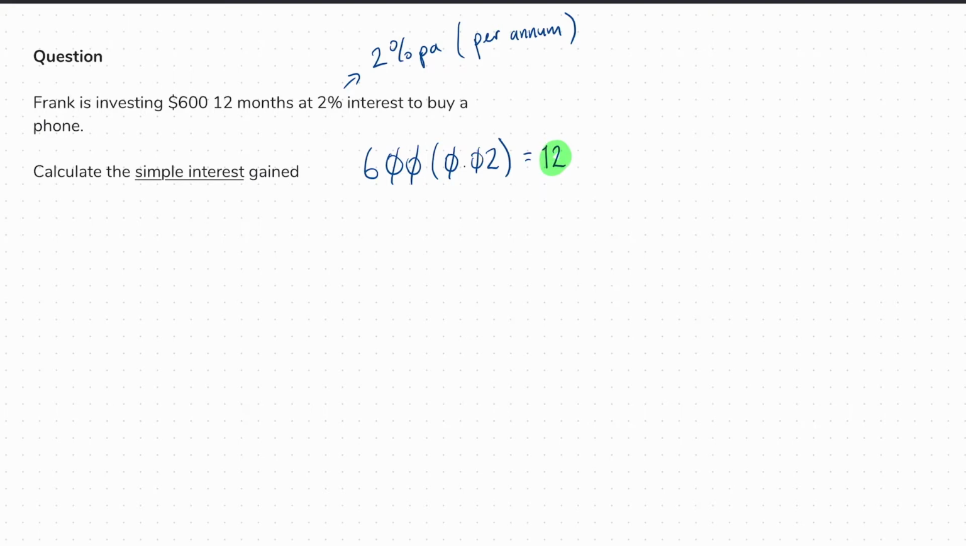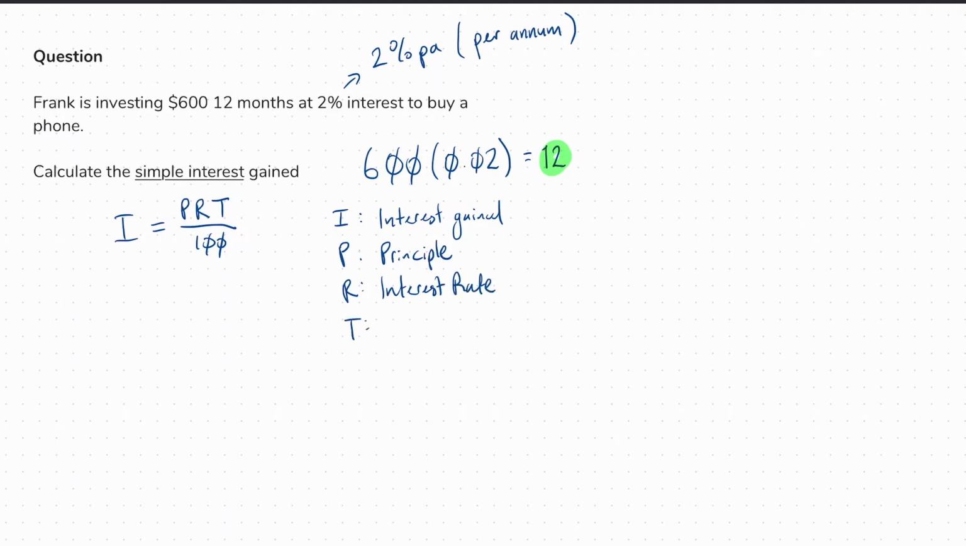But for those harder questions, there's actually a formula for this. And the formula is interest gained equals the principal times the rate of interest times the time, all divided by 100. So I is the interest gained. P is the principal, so the amount of money that I start with.